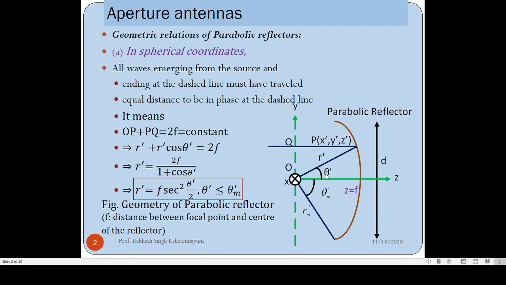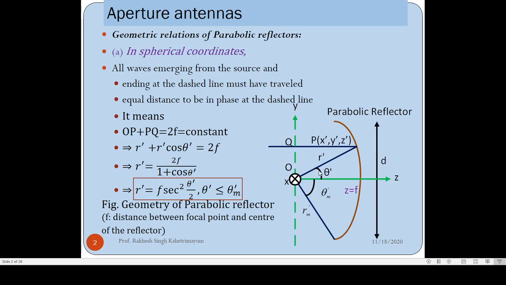So any ray which has gone from this path from here, it will go from O to the P, then it will go to Q. So this is the aperture plane here. So the distance the ray has gone from the feed antenna to reach the aperture plane is basically this distance plus this distance. This distance is OP, this distance is PQ.